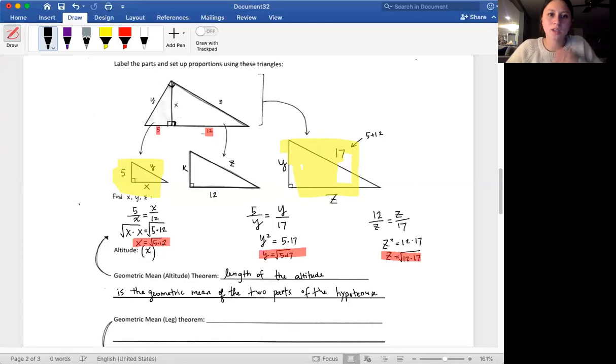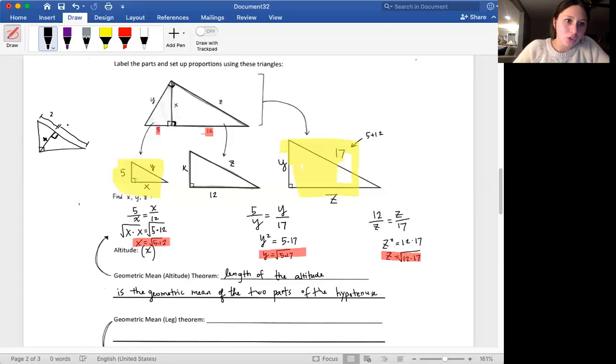Okay, so let's take a look what that means. If I have a triangle and it's split into two parts, here's my right triangle. This part, we call that the altitude. It's the geometric mean of the two parts of the hypotenuse. So remember, the hypotenuse is the longest side of a right triangle. It's almost like that slanted side, right? That doesn't make the right angle of the right triangle.